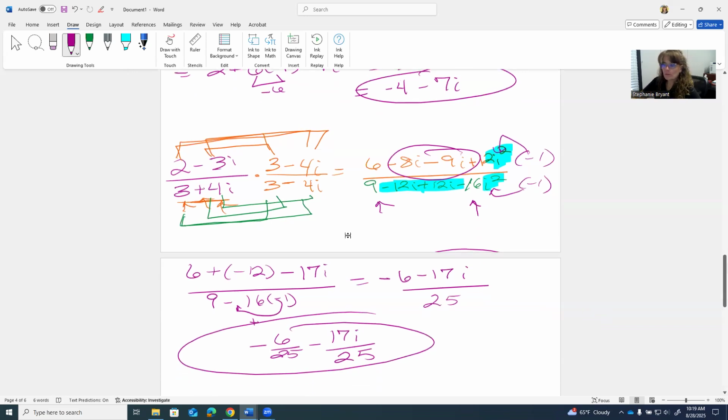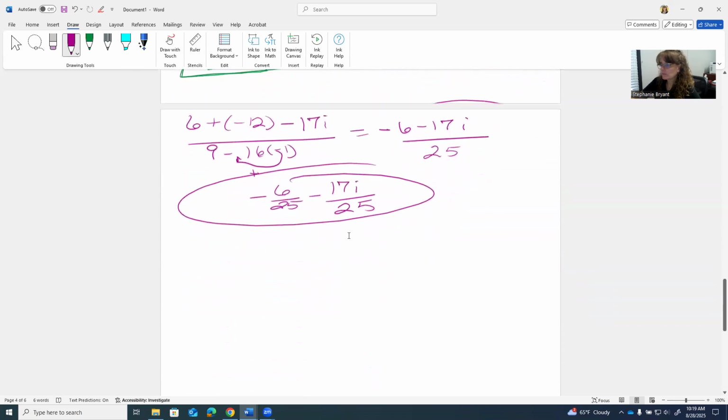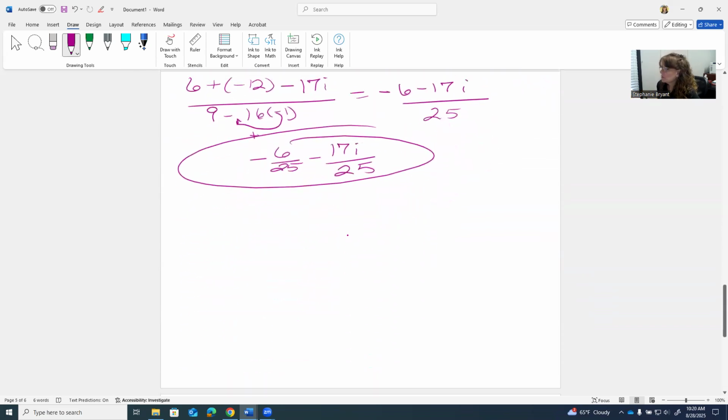One more. Let's do i to the 15th power. I'm going to simplify that down. I know that if I write i to the fourth power, I'm going to get 1 there, right? Because we know i to the fourth is 1. Let's talk about it. 4 goes into 15 how many times? Well, we know it goes into it 3 times, right?